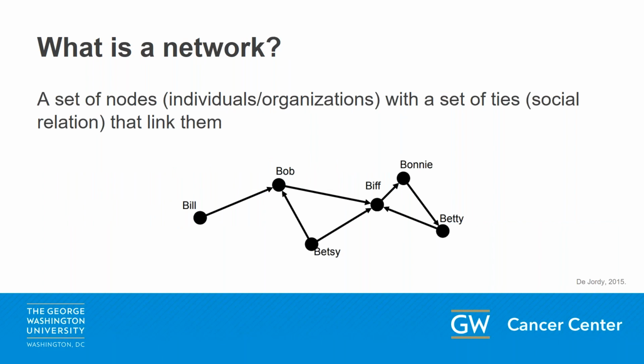So to begin, let's define what a network is. It is a set of nodes, or individuals or organizations, and those are denoted by the black circles on your screen. And those are paired with a set of ties or social relations that link those nodes, and those are denoted by the black arrows on your screen. So social network analysis is the study of these social relations among a set of individuals and organizations.